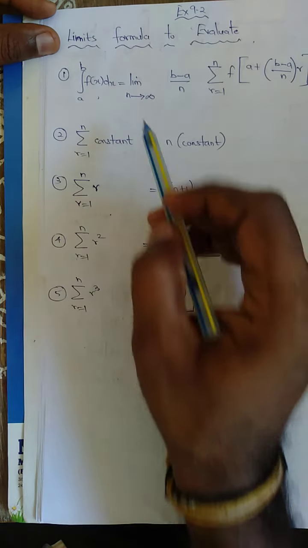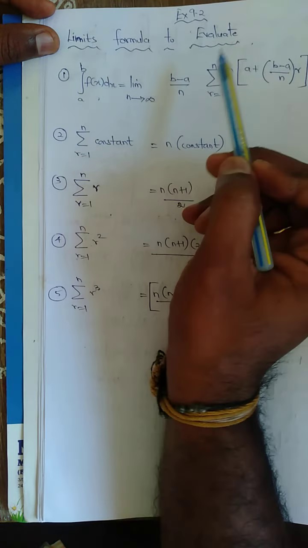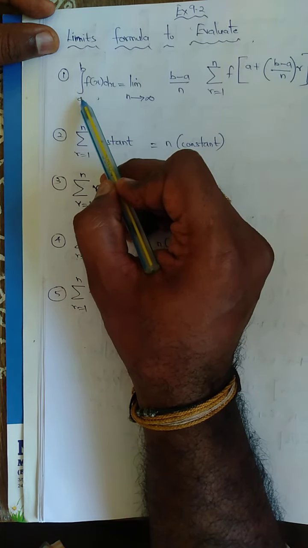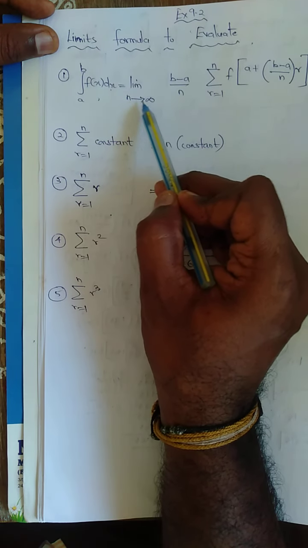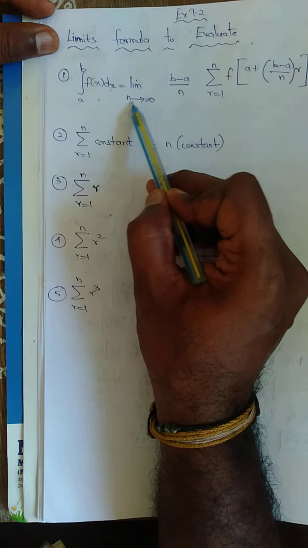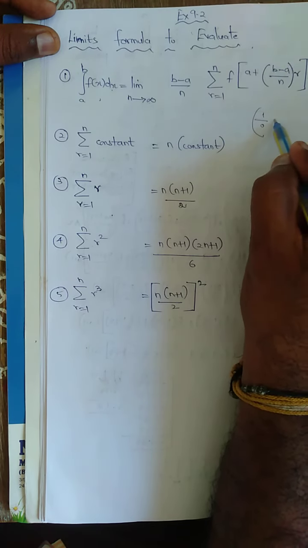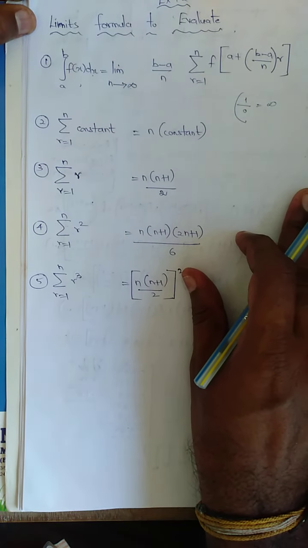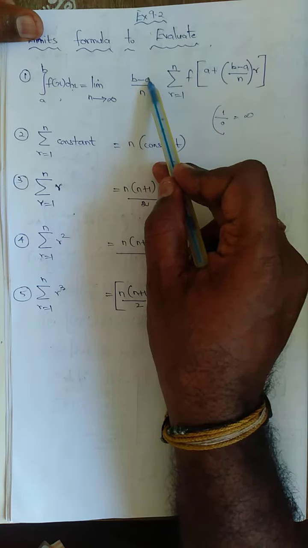The first formula, the limit formula to evaluate and find the values. First formula: integration from a to b, with upper limit b and lower limit a, of f of x dx, equals limit n tends to infinity. This infinity we can write as 1 by 0 also. So limit n tends to infinity, b minus a by n.